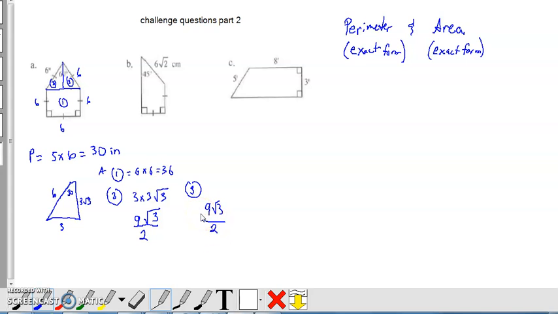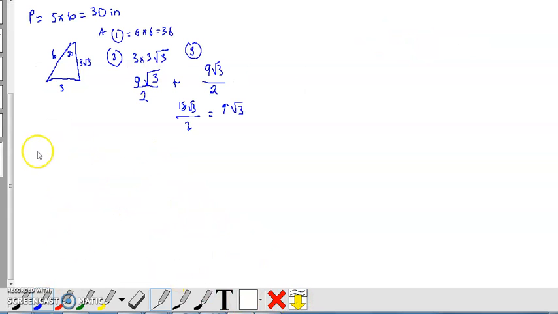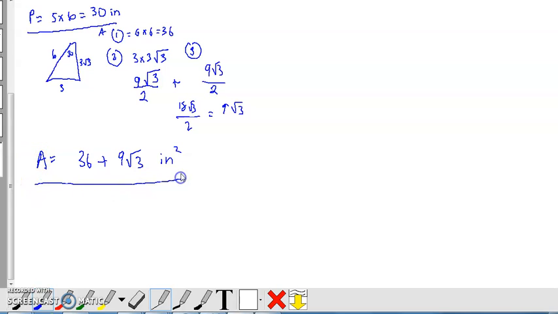So essentially, if you add those pieces together, your 2's will eventually cancel out. So we're going to add all these together. So you get 18 root 3 divided by 2, which ultimately just gives you 9 root 3. So the total area will be 36 plus 9 root 3, and this time it'll be inches squared. So there's our perimeter, and there's our area for our very first one.